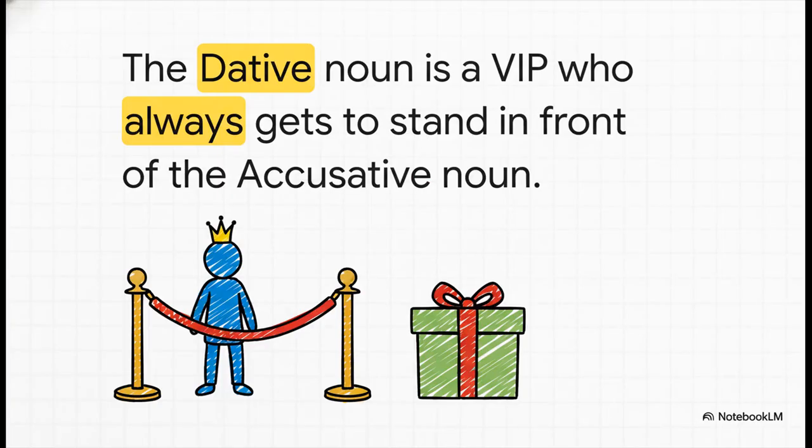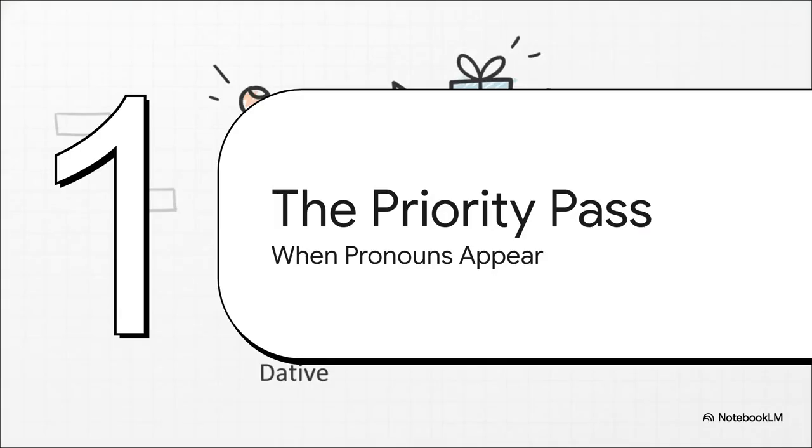Okay, to really make this stick, let's think of it this way. Imagine every sentence is a line at the movies. In this line, the dative noun, that recipient, is a total VIP. They've got special status, and they always get to go right to the front of the line, ahead of that regular accusative noun.